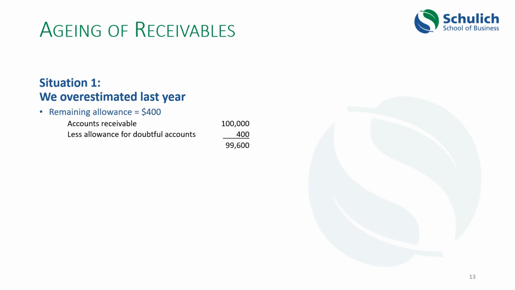Once you've estimated your allowance for doubtful accounts, what do you do with it? Well, there's two possible situations that you might face. The first is that last year when you did this, you overestimated. So if that's the case, you're going to have some of the allowance from last year left over. So in this situation, you can see that we have an accounts receivable face value of $100,000, but we've got $400 sitting right there in the allowance for doubtful accounts from last year. We want that allowance to be $38.10, as we did the calculation on the previous slide.